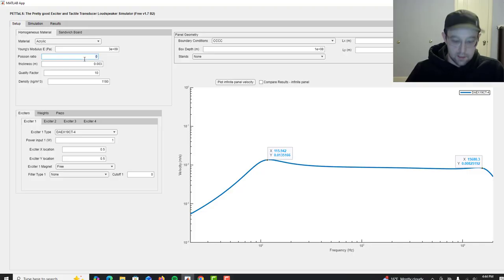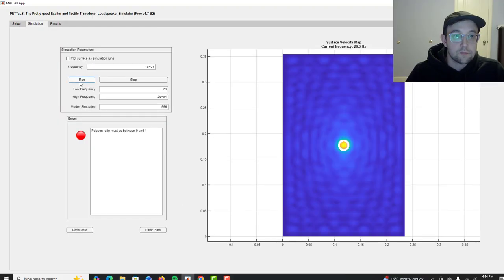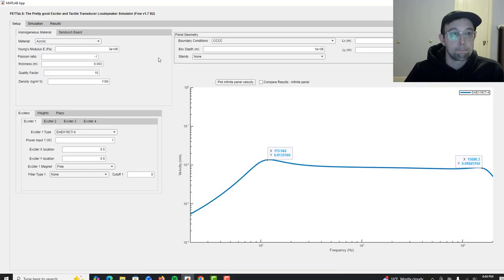Okay, let's try a Poisson's ratio of -1. That shouldn't work. Yeah, okay, Poisson ratio must be between 0 and 1. Most Poisson ratios for materials are like 0.3. So you can't have a negative Poisson ratio unless it's some kind of crazy alien space metamaterial thing, maybe. Although I've never heard of such a thing.